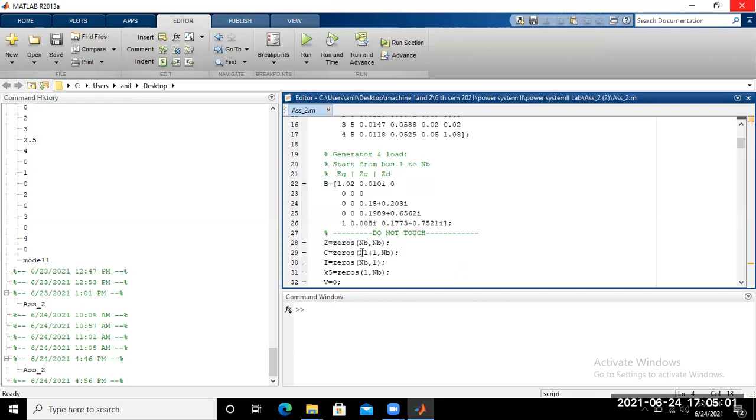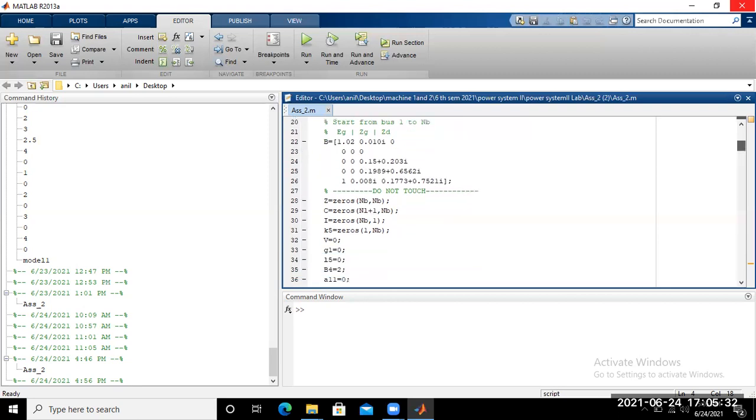Next you have to write Z equal to 0. That means number of bus, comma, number of bus. C represents 0, that means number of line plus 1, number of bus. NB represents the number of buses and NN represents the number of lines. So here, 0 equal to number of bus and line. Similarly K5 equal to 0 into 1 comma number of buses.